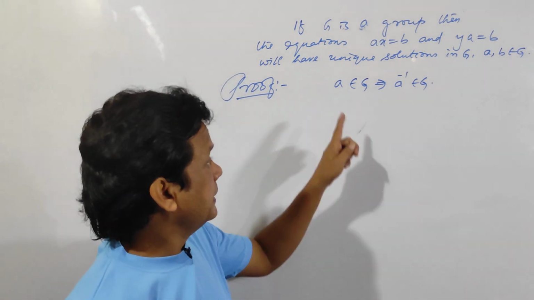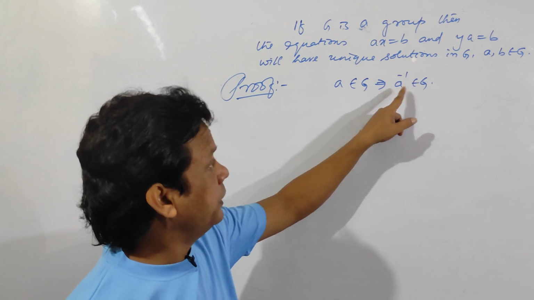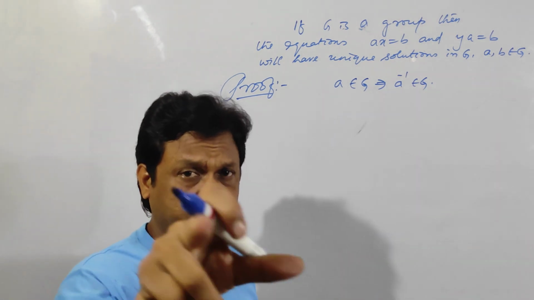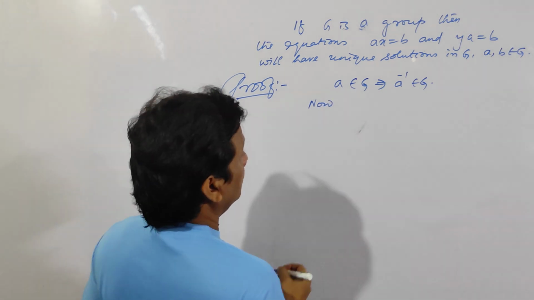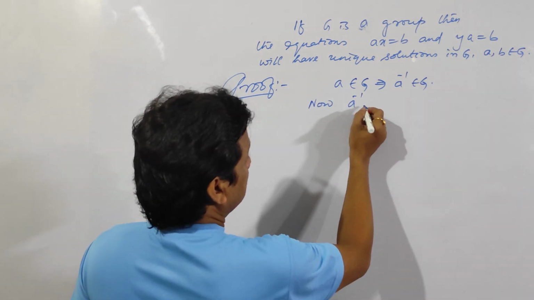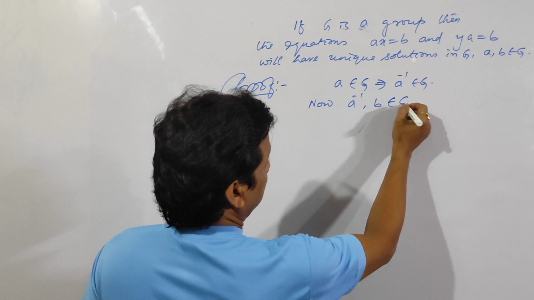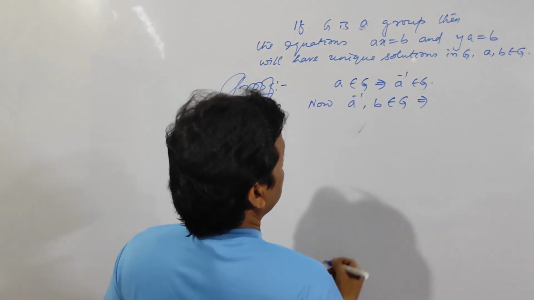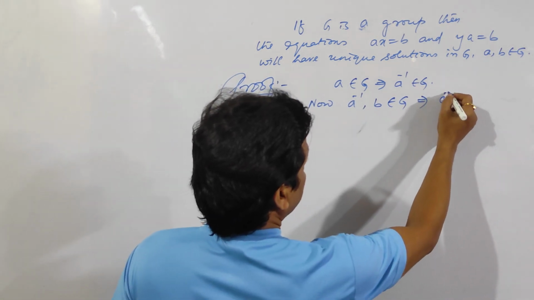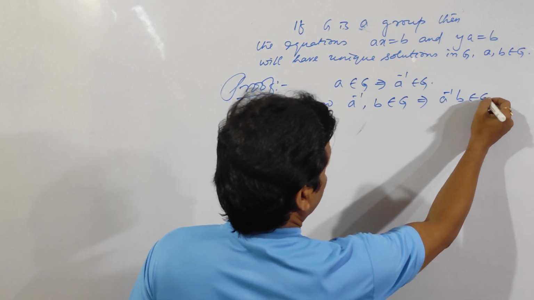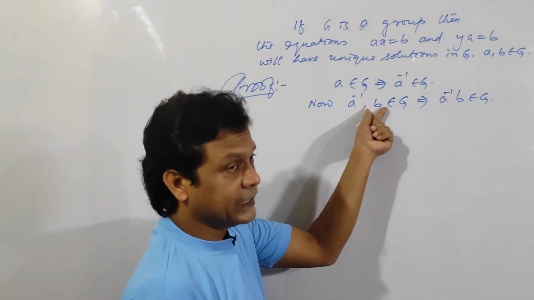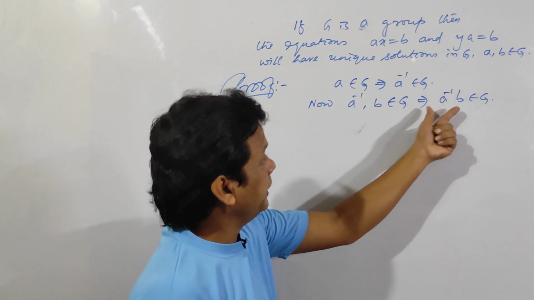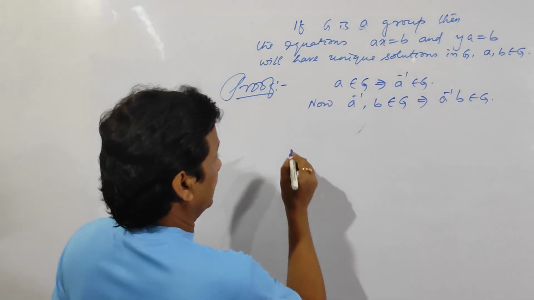Clear? Since A belongs to G and G is a group, the inverse of A must exist, and that inverse must be an element of G. Now A inverse B belongs to G, so it implies A inverse B also belongs to G by closure axiom. A inverse is an element of G, B is an element of G, so A inverse into B is an element of G.